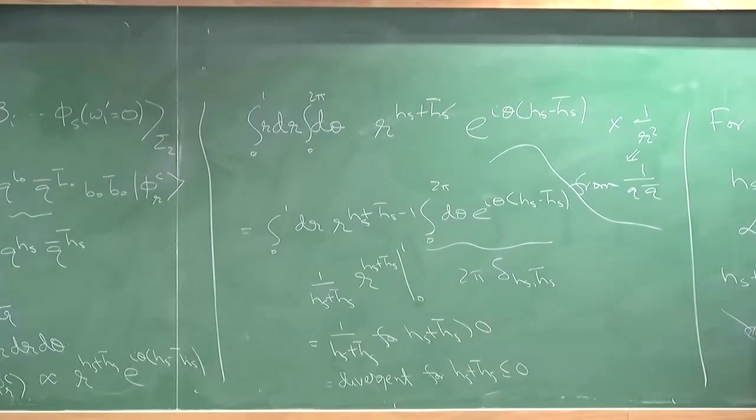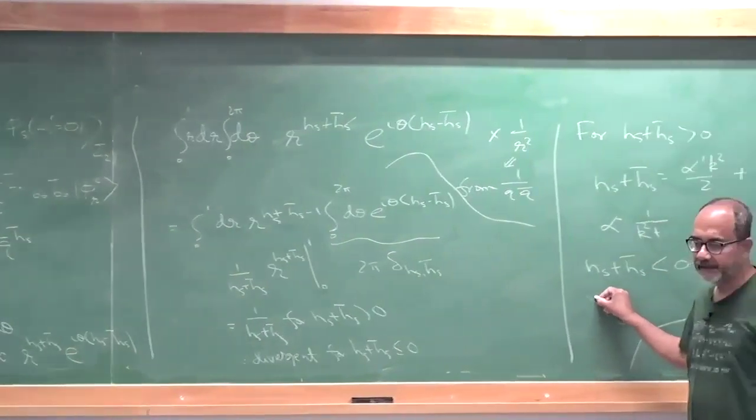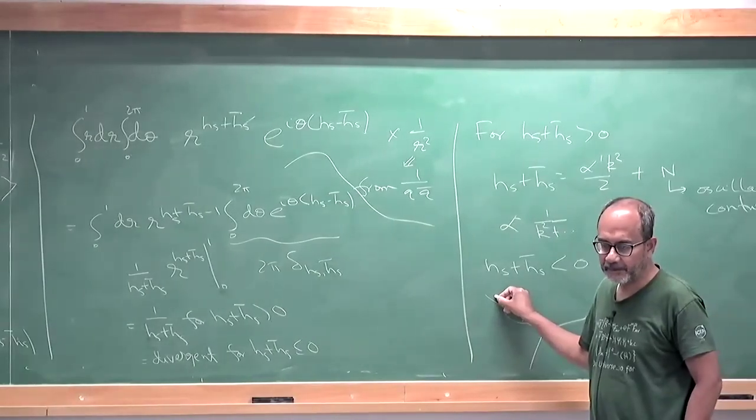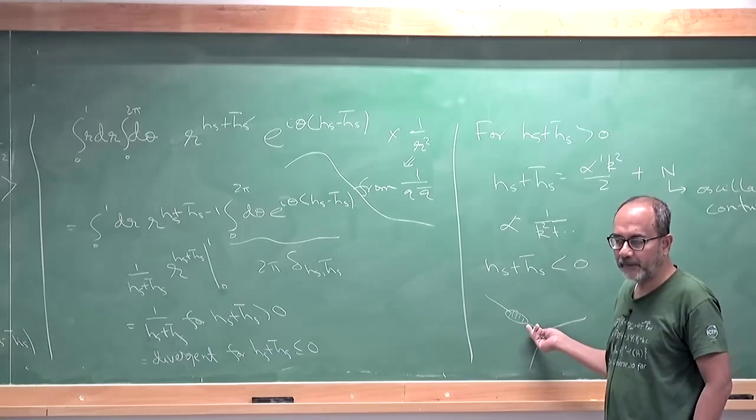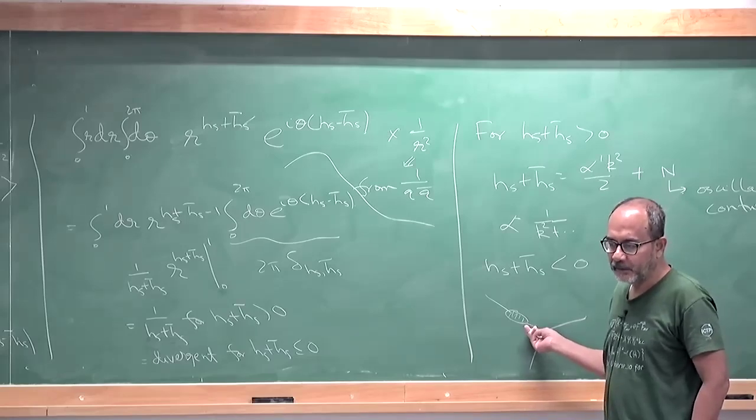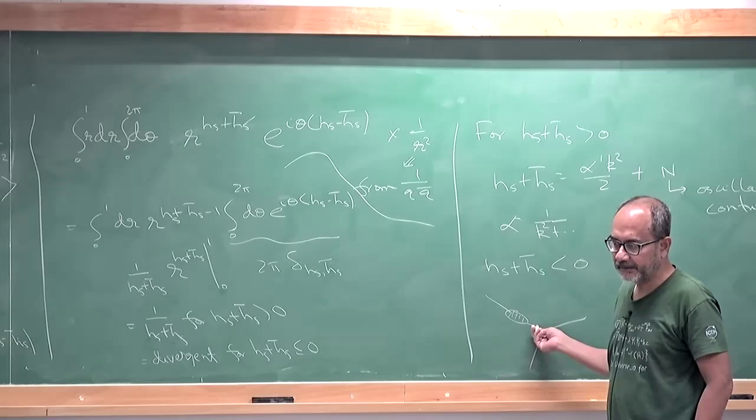Here, if you try to put external states on shell, k square plus m square equal to 0, right? Then this is 1 over k square plus m square. So that will diverge, right? So even in normal field theory, it diverges, if you naively try to evaluate this amplitude.